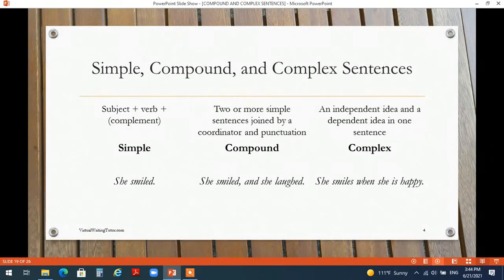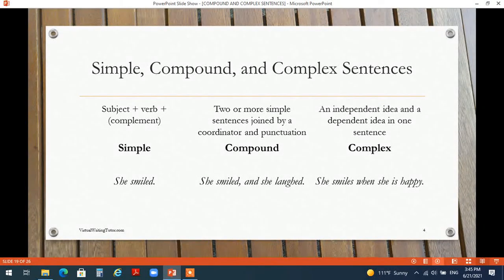Regarding the third type, your complex sentences, we have an independent idea and a dependent idea in one sentence. في الجملة المعقدة لدينا نوعان من الأفكار. لدينا فكرة مستقلة قائمة بحد ذاتها كاملة المعنى، ولدينا أيضا في نفس الوقت فكرة تابعة أو فكرة غير مستقلة لا يمكن أن تكون كاملة المعنى. For example, she smiles when she is happy. Here, she smiles, this is the independent idea. ممكن أن تكون جملة بحد ذاتها لأنه معناها مكتمل.